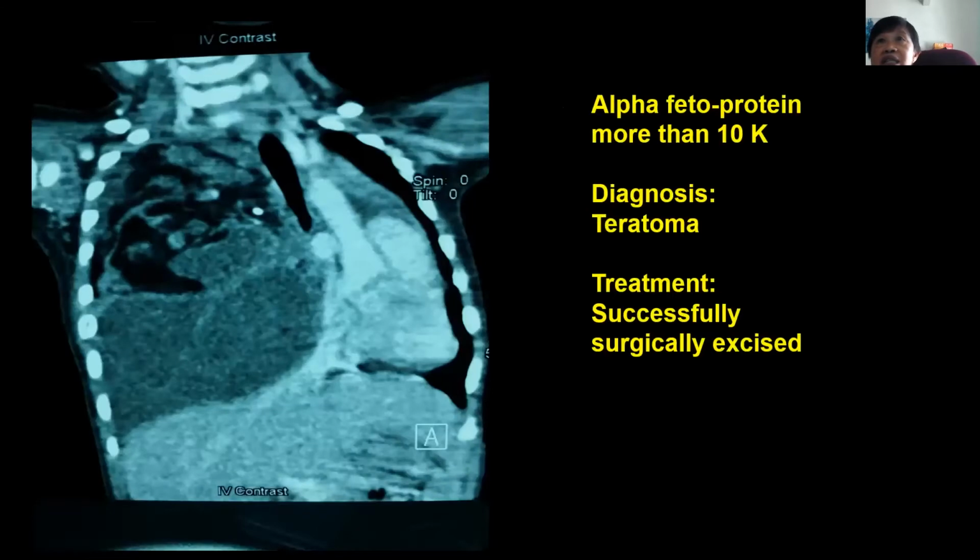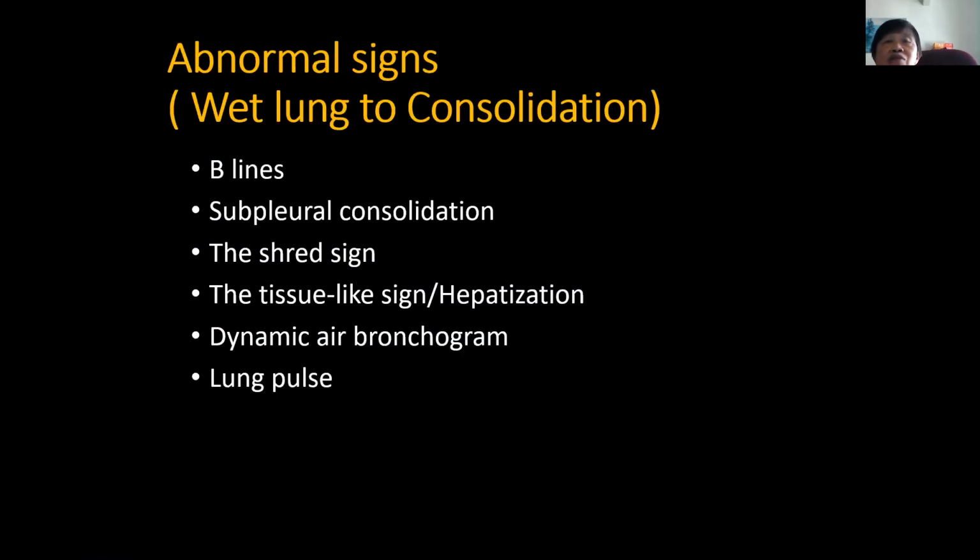So a CT scan was ordered, and this came out as a teratoma, and alpha fetoprotein was more than 10,000, and the treatment was surgical excision of the teratoma. So an ultrasound did make a lot of difference, in the sense that you will not blindly put in a chest tube. Okay, so now we come to what are the signs that you can see in consolidation, because consolidation also comes out with opacity in the lung.